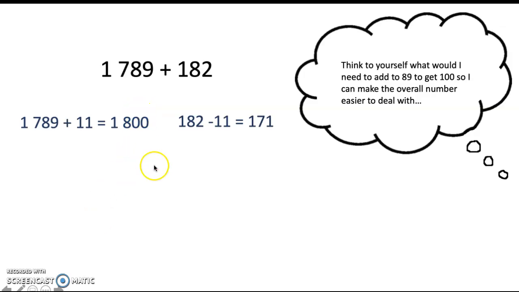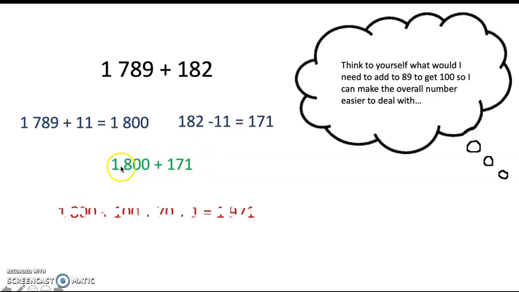And then you're just going to take these two numbers and add them together and see how much easier it is, because we can just do the 1,000, you add 100 here, so it's 1,900, and then just 71. So that is another way of adding numbers with 4 digits.